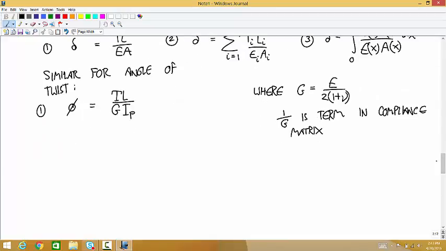And it gives the relationship between the shear stress and the shear strain. That's what G is. Okay, so if torque, length, G, and polar moment of inertia are all constant, you have this formula. If they're constant over finite intervals, then you get the sum formula.